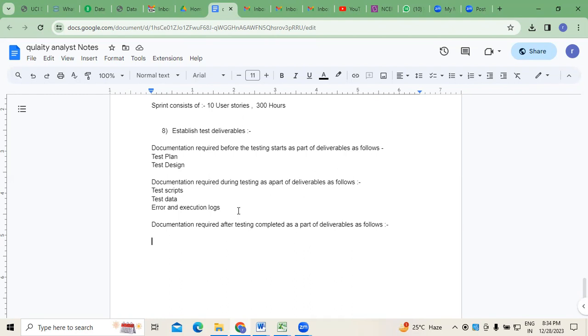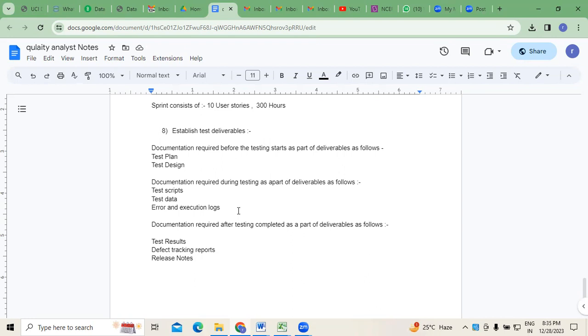After testing, the kind of documentation that has to be prepared: the first one is the test results. Second is the defect tracking report. Third one is the release notes. Okay, three things will be there, right? So one is test results, second is defect tracking reports, and third is the release notes.